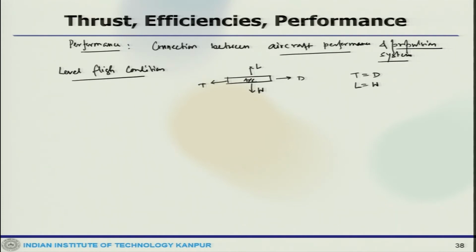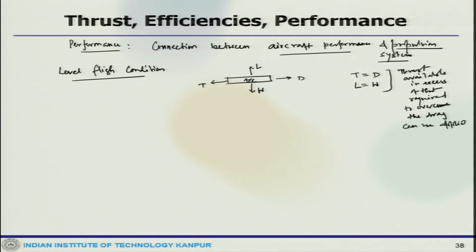So, when we talk about level flight, this means the thrust which is available in excess of that required to overcome the drag can be applied to accelerate the vehicle, that means increasing the kinetic energy, or to cause the vehicle to climb up, that is increasing the potential energy.